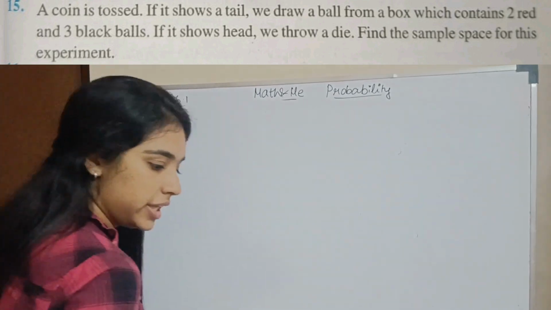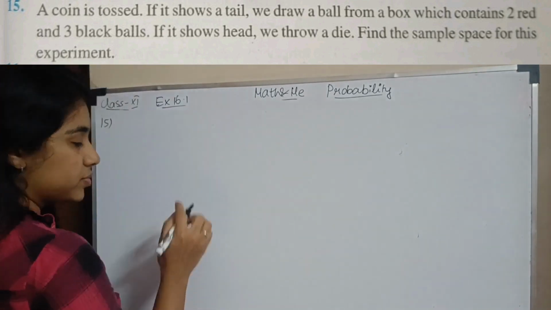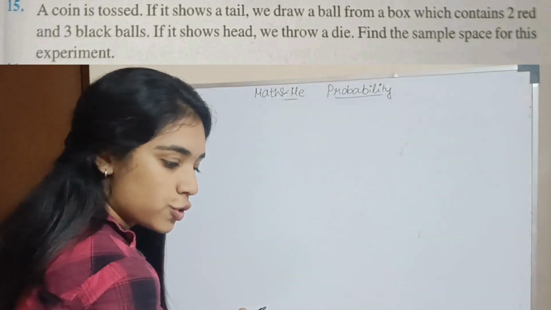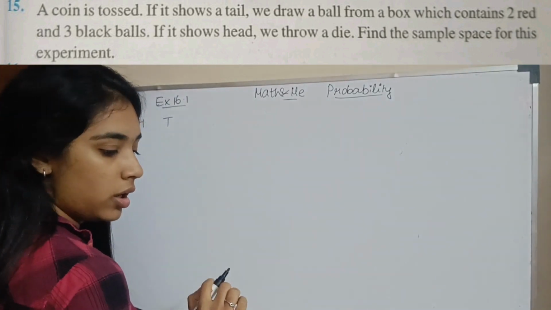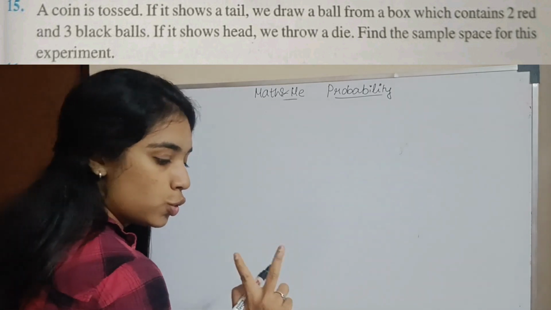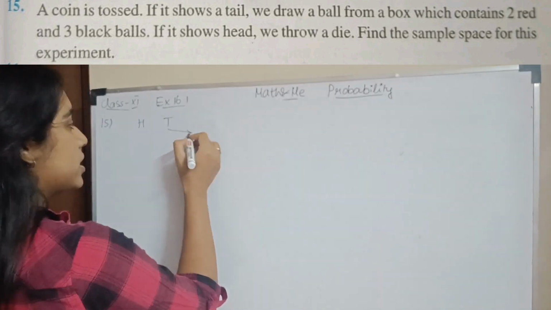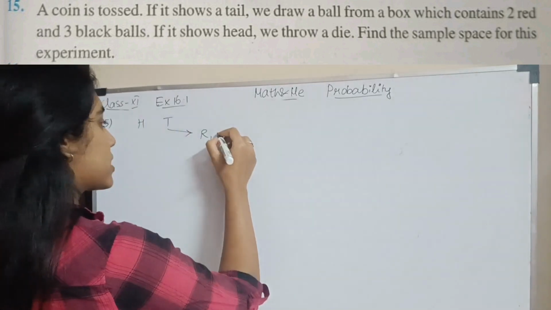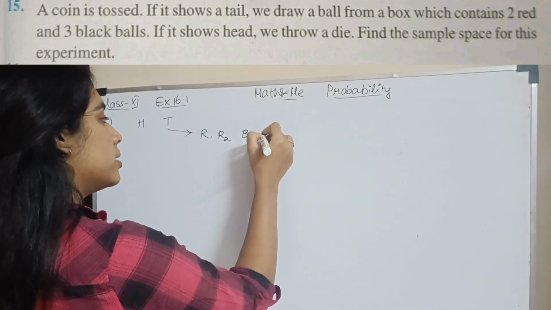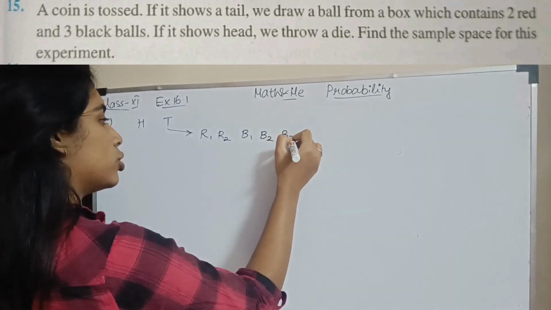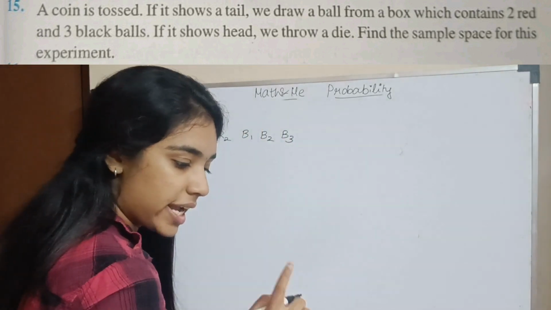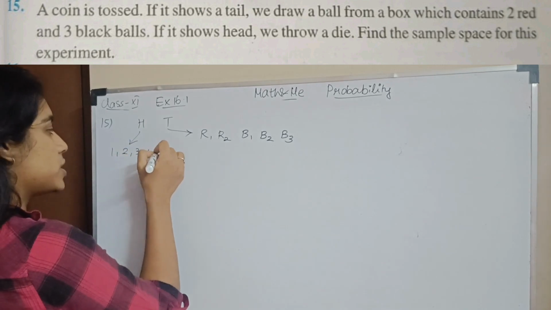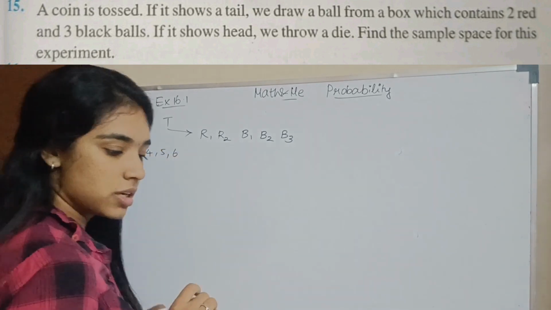Question number 15. A coin is tossed. So what are the options: head, tail. If it shows a tail, we draw a ball from a box which contains 2 red and 3 black balls. So when a tail comes, we draw a ball from 2 red and 3 black: red 1, red 2, B1, B2, B3. If it shows head, we throw a die. So when head comes, we throw a die, which means the possible outcomes are 1, 2, 3, 4, 5, 6.